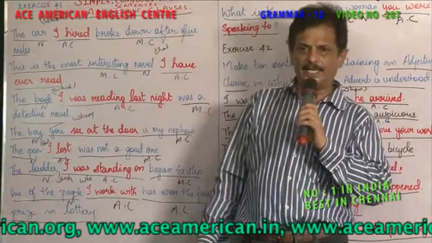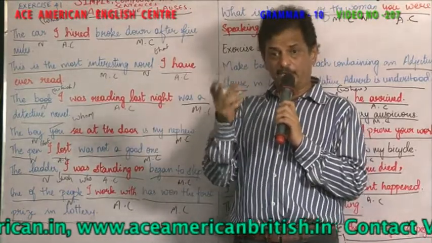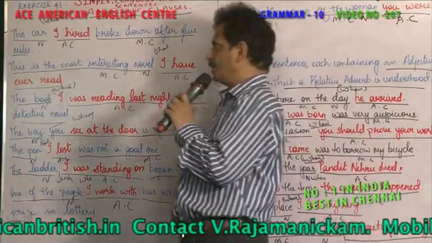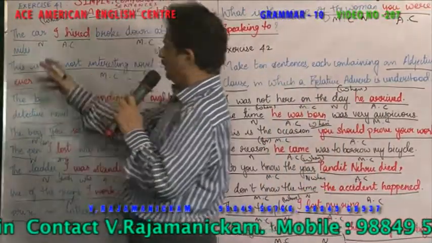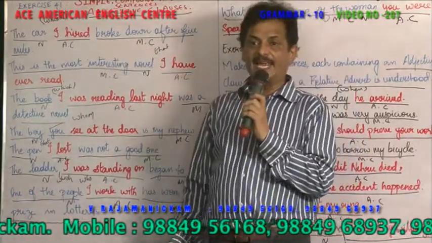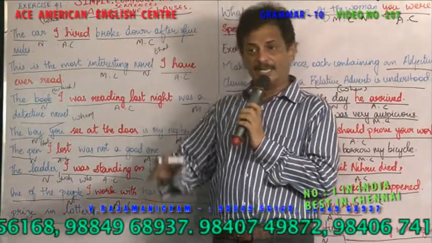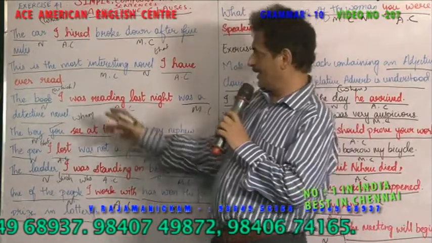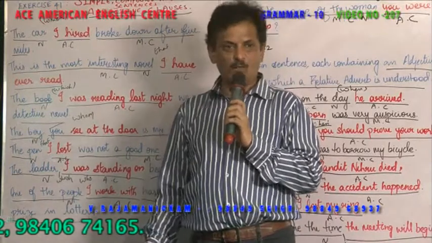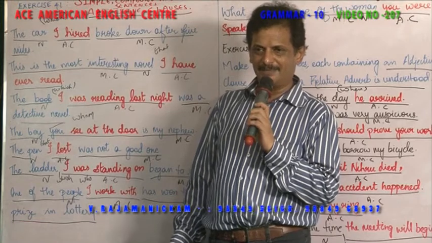பெயருரிச்சொல் துணை வாக்கியம் அப்படின்னா என்ன? ஒரு மூல வாக்கியம் இருக்கிறது, அதில் ஒரு பெயர்ச்சொல் இருக்கிறது, அந்த பெயர்ச்சொல்லை பற்றி ஒரு வாக்கியமாக விவரிக்கப்படுகிறது, அது பெயருரிச்சொல் துணை வாக்கியம் என்று சொல்கிறோம். இப்ப இங்க பாருங்க, the car I hired, நான் வாடகைக்கு எடுத்த கார், broke down after 5 miles, 5 மைல் பயணம் செய்தவுடன் அது ரிப்பேர் ஆகிவிட்டது. The car I hired broke down after 5 miles, நான் வாடகைக்கு எடுத்த கார் 5 மைல் பயணம் செய்தவுடன் ரிப்பேர் ஆகிவிட்டது.